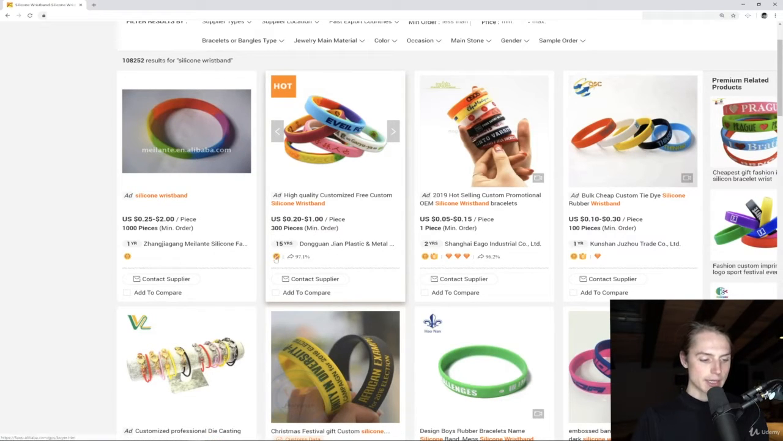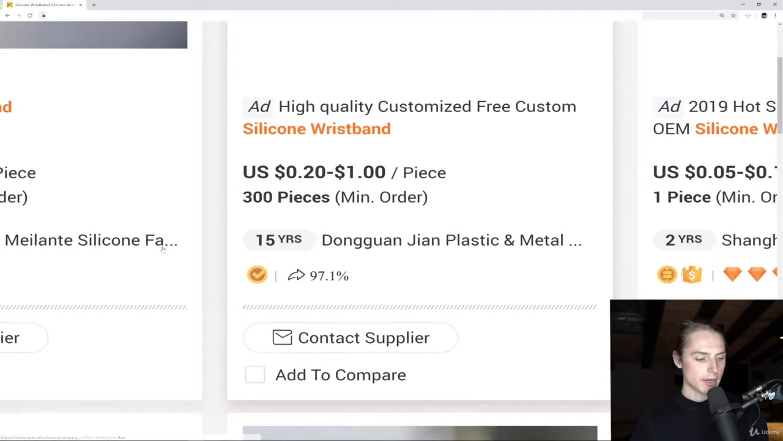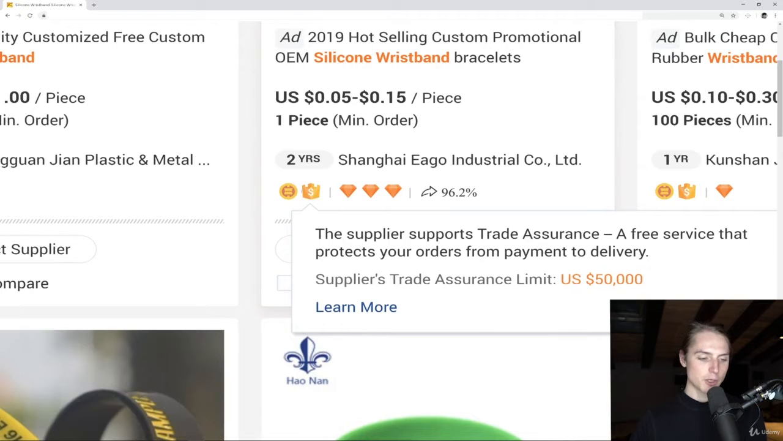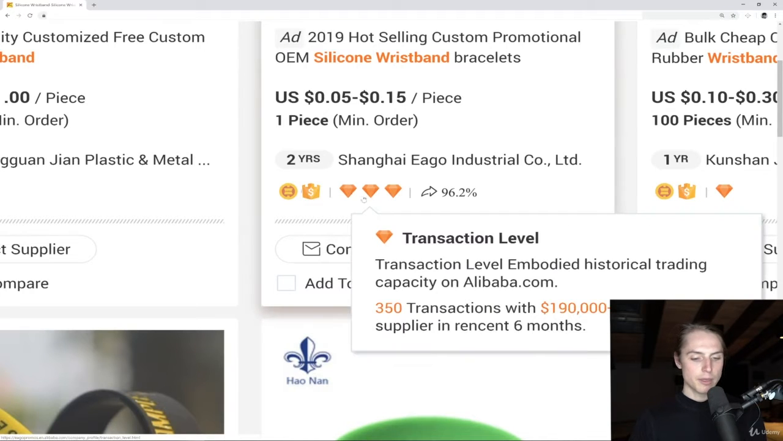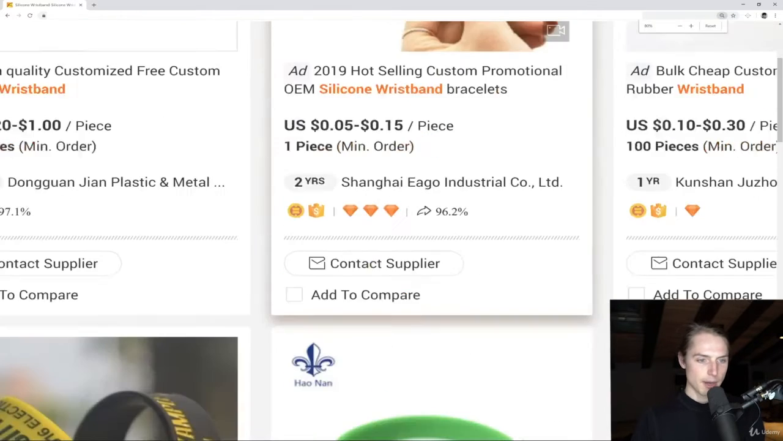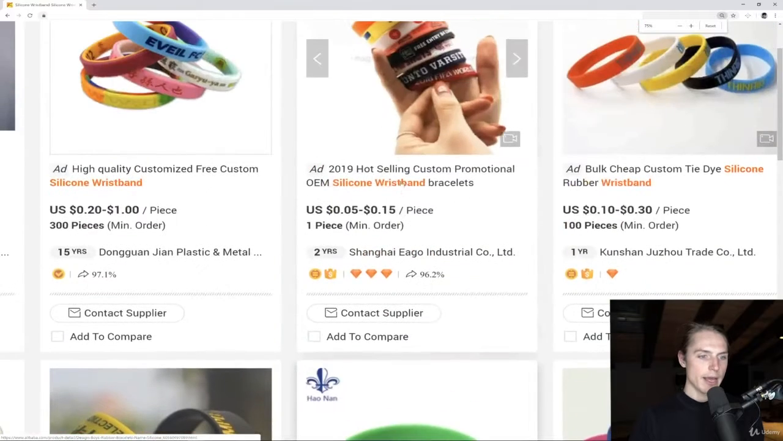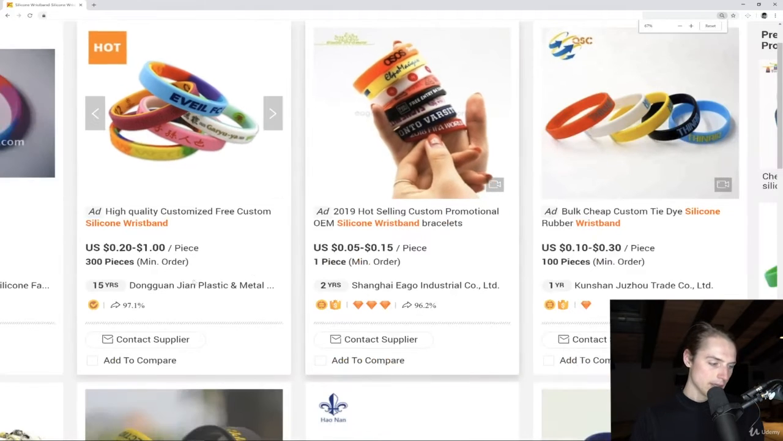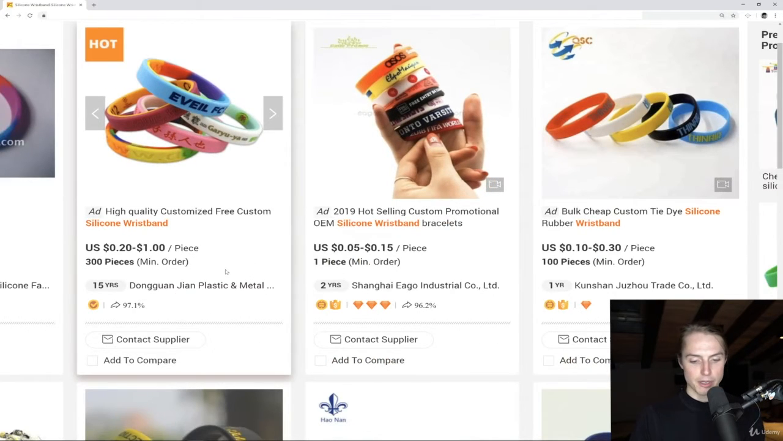Now, there's other things like this, if this shows right here, this shows that they are a gold supplier. Then also over here, this is if they support trade assurance, and we'll explain that in a little bit. And then this will be their transaction level. So the more transactions, the better, because that means they've been proven to be out on Alibaba. So we could go ahead, and they offer all sorts of different types of designs and stuff. So this would probably be a good one, since they've been on here for 15 years, that's pretty good.